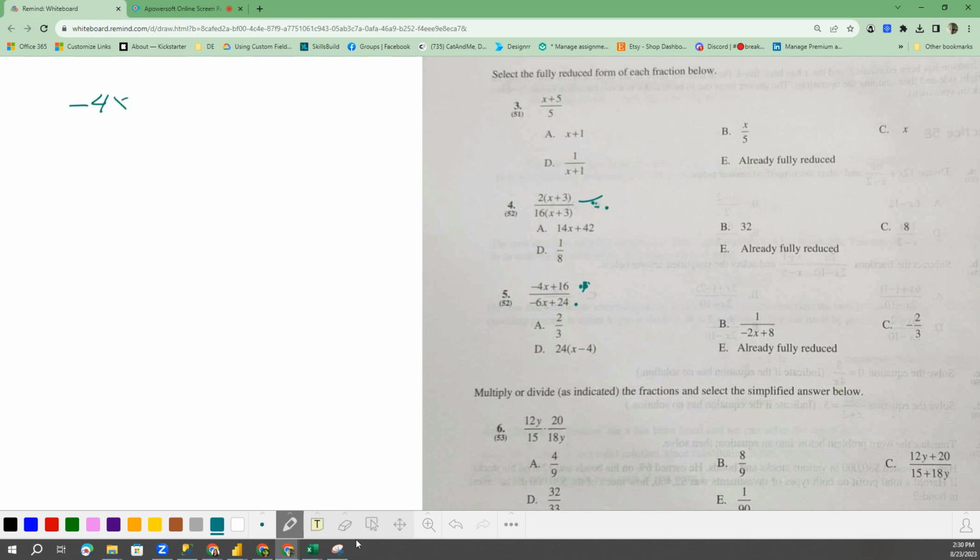All right, negative 4x plus 16. You remember, if you only have that, what do you need to do? You kind of need to look for what's in the negative 4x and also in 16. But right now, it's a fraction, so you have to do both of them.